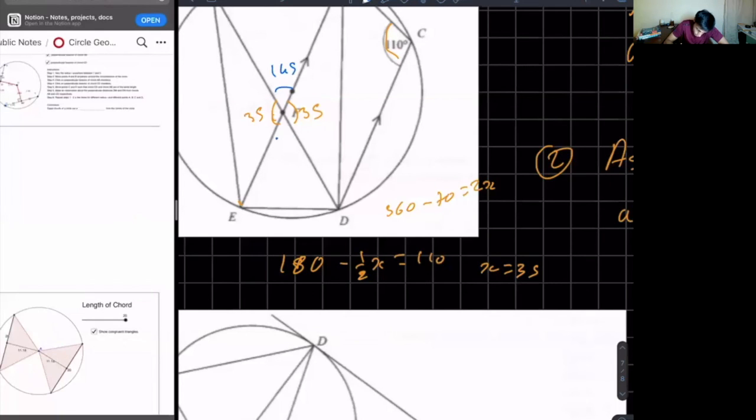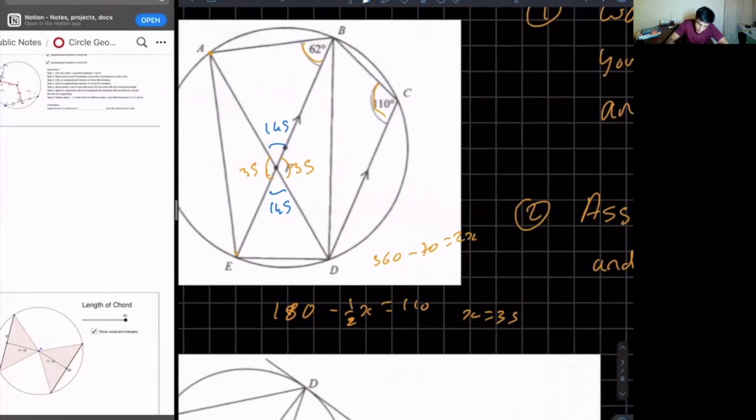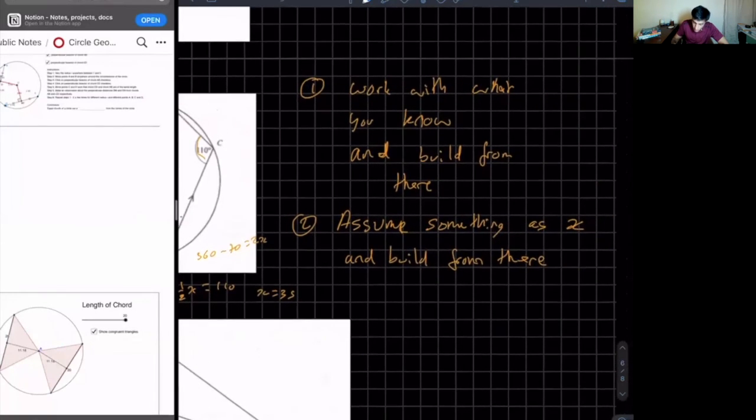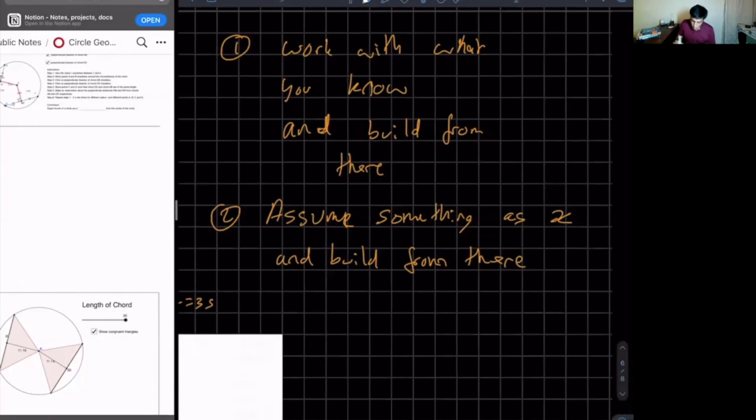This does not make sense. Did I do my math wrong? This does not look to scale. But anyways, let's keep going. The point is not the math. The point is this method, right? Then you know this one. So etc. You just keep going, right? So the main point is, you work with what you know, or you assume something as x, and then you solve for x. Okay, and then you build from there.